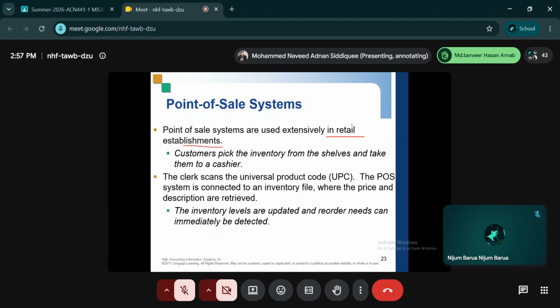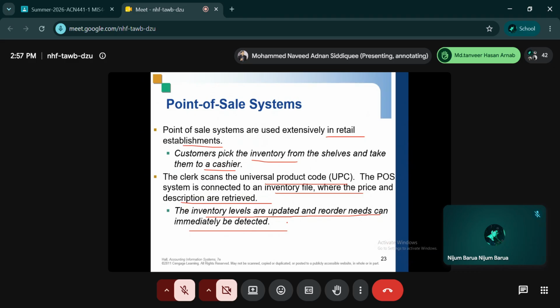Customers will pick the inventory from the shelf and take it to the cashier. The clerk scans the UPC, Universal Product Code. The POS system is connected to an inventory file where the price and description are retrieved. The inventory levels are updated and reorder points can immediately be detected.